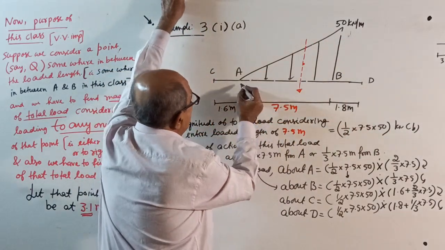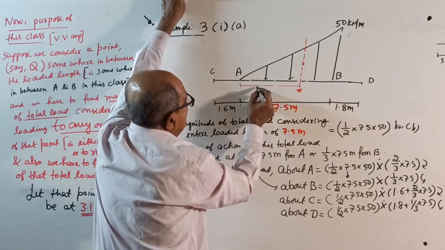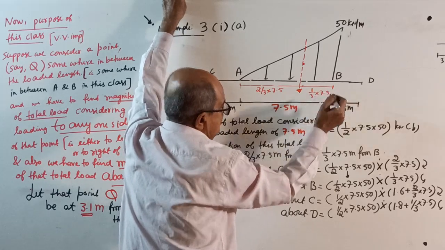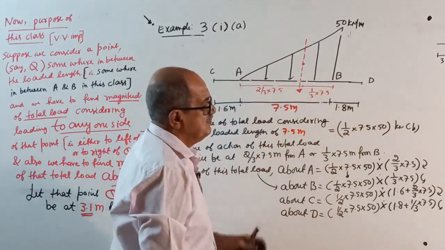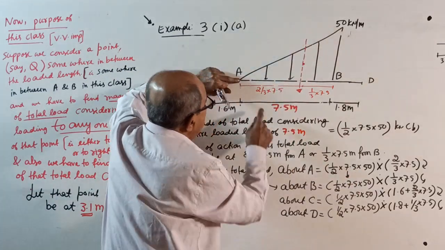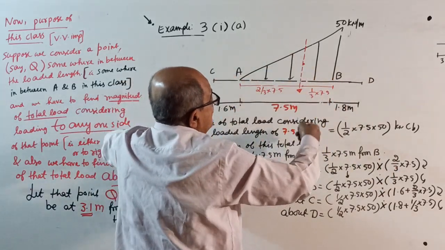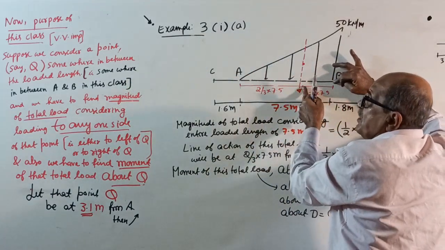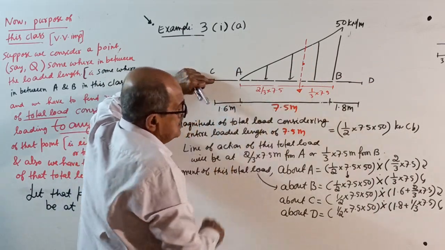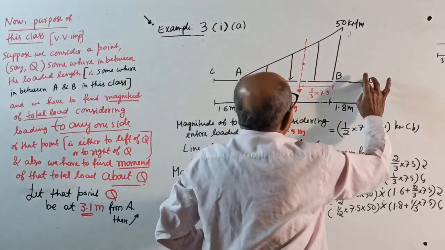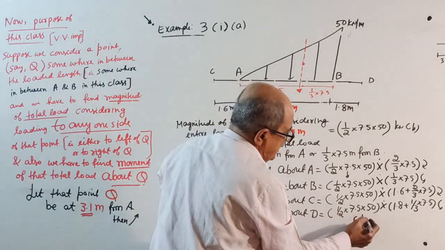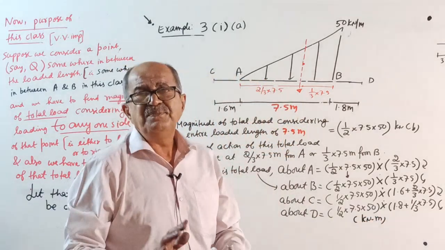Then, line of action of this load from here, for this triangle, is 2 by 3 of 7.5 meter. From here, 1 by 3 of 7.5, I wrote here. Now, moment about A: total load, half into 7.5 into 50, into 2/3 of 7.5, clockwise. Moment about B, same total load into 1/3 of 7.5, anti-clockwise. Moment about C, same total load into 1.6 plus 2/3 of 7.5, clockwise. Moment about D, same total load into 1.8 plus 1/3. Remember, all moments are in kilonewton meter. I know unit, don't bother. This class is not for unit. Okay, this is part 1.